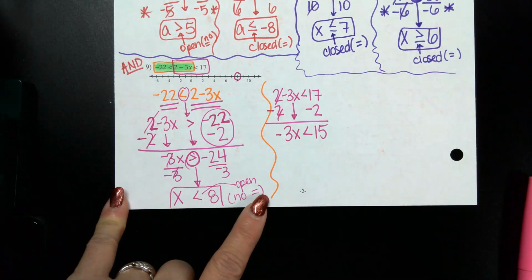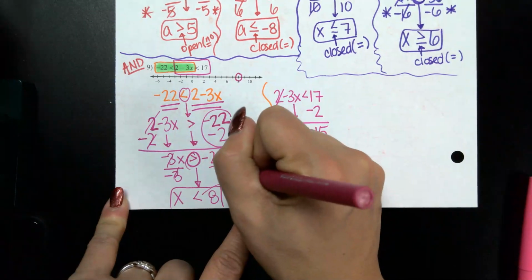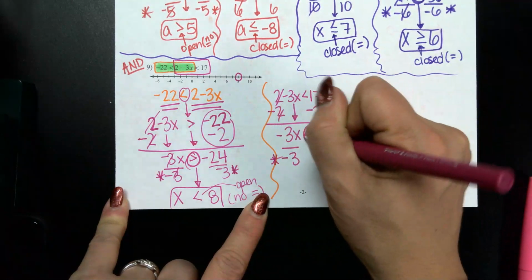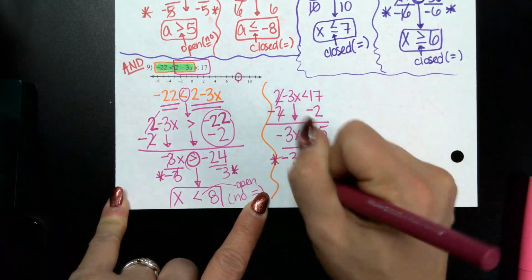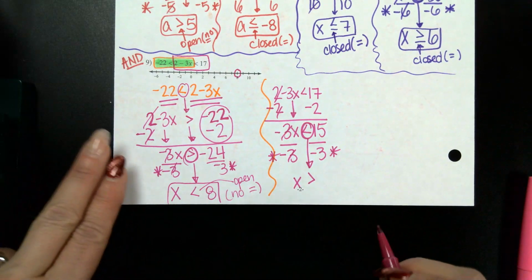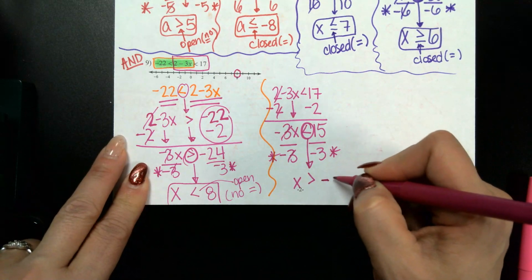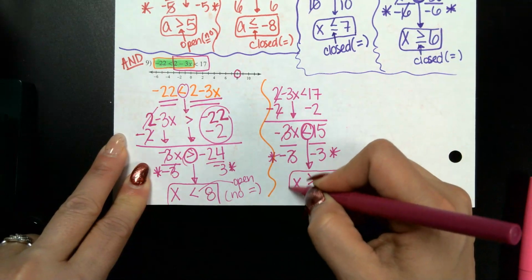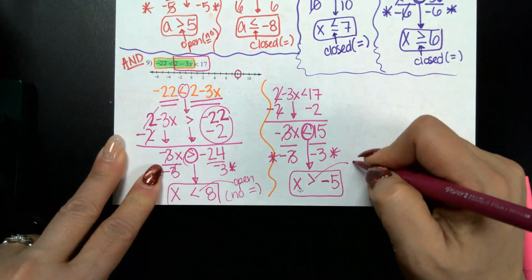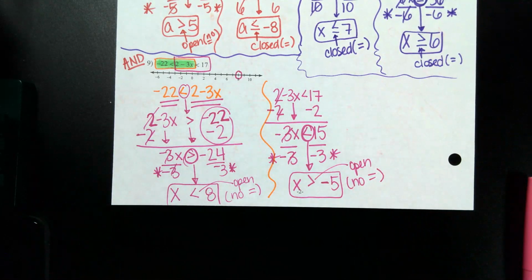And then step 2, divide. We're dividing by a negative, so flip this symbol around to greater than. And then 15 divided by negative 3 is negative 5. That one also does not have an equal sign, so that one will also be open.